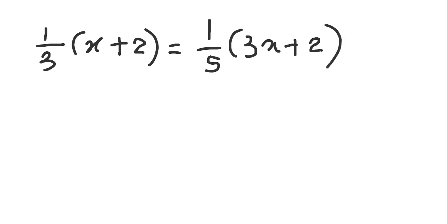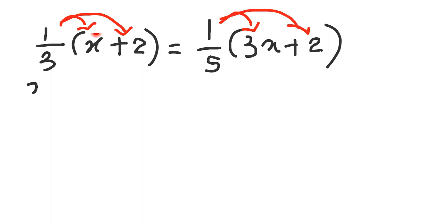Right. Now, how can you multiply when a fraction and a bracket are given? Remember, when this kind of question is given, don't multiply from the bottom number. It's from the top number. So let me draw and show you. 1 into x and 1 into 2. 1 into 3x and 1 into 2. That's how you multiply. So let's write it down.